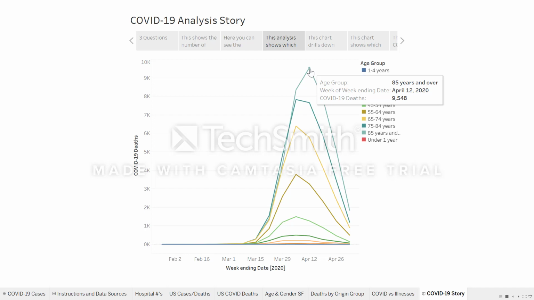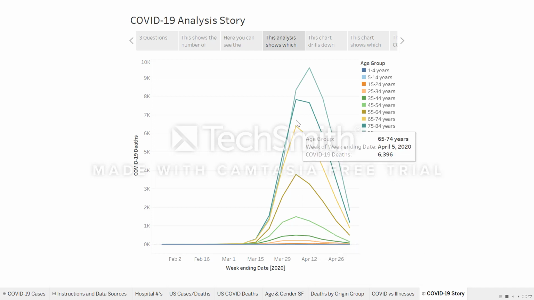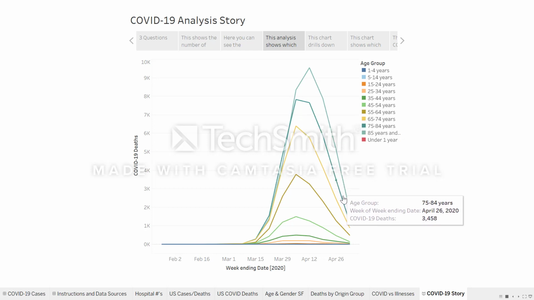It can also be determined that between late March and early April is when the US had been hitting its highest peak of deaths, and fortunately the number of deaths has been declining ever since.